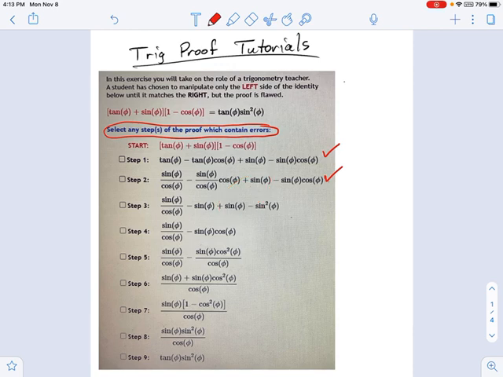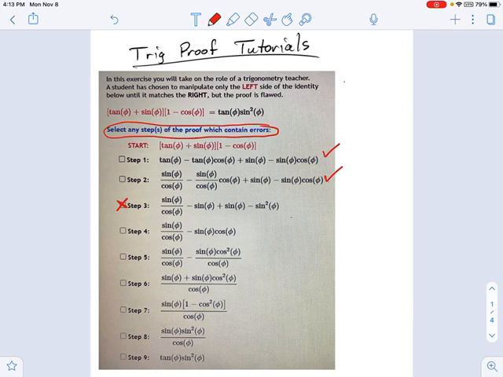And, oh, this is interesting. What is this student doing here? Negative sine times cosine equals negative sine squared. Nah, I don't think so. That's a mistake right there. So step number 3 has an error in it.